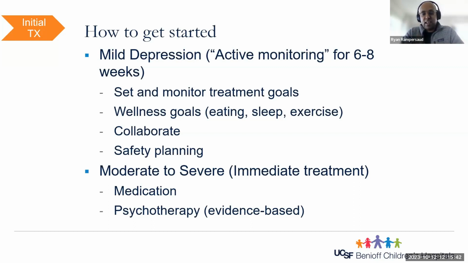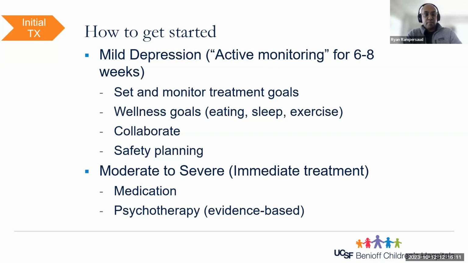Leverage that family connection to build in a little bit more of those wellness goals and what I might call behavioral activation. We want to collaborate. Families are our eyes and ears. We're not with people all the time. We have to partner with families. They are the people who are going to feed us the information that we need to make informed decisions about next steps. And because children and adolescents can be impulsive, we always want to be thinking about safety planning. And this is really, really critical.